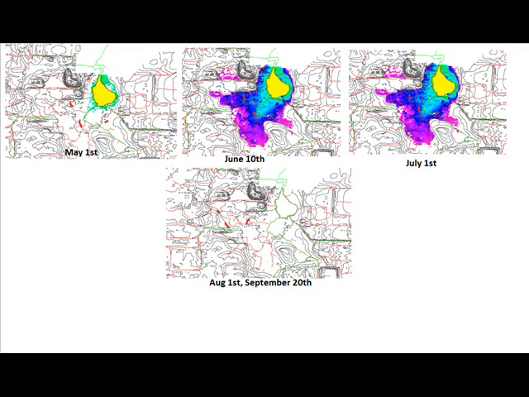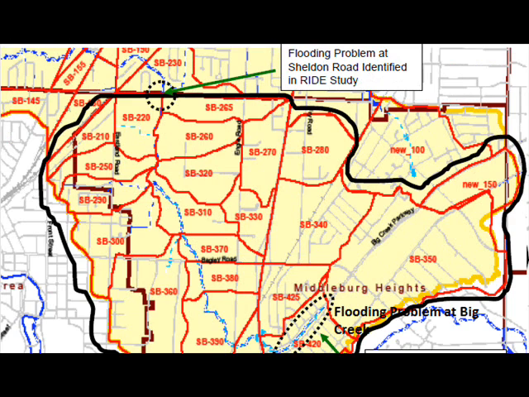Here we have the flooding at Lake Abram during the summer months. The Metro Parks has determined areas where flooding problems originate. There are flooding problems at Sheldon Road and at the gauge at Middleburg Heights.